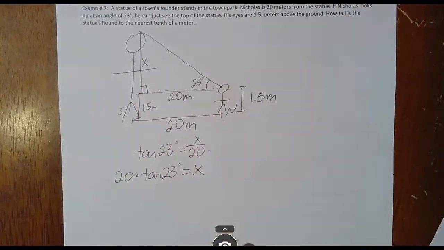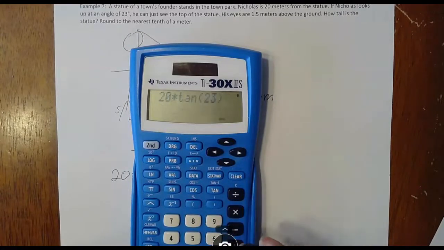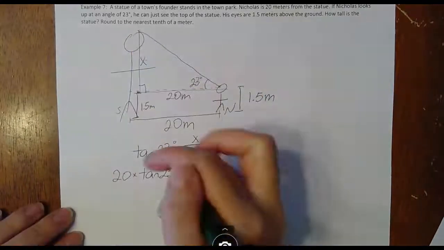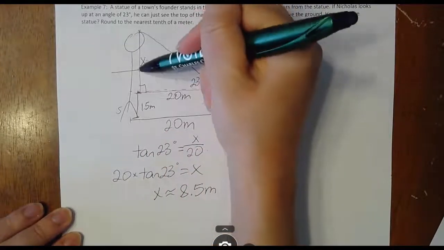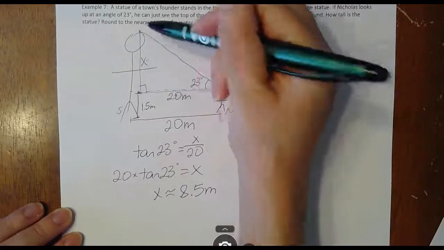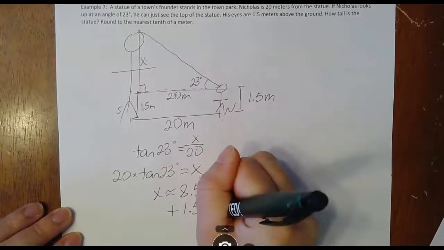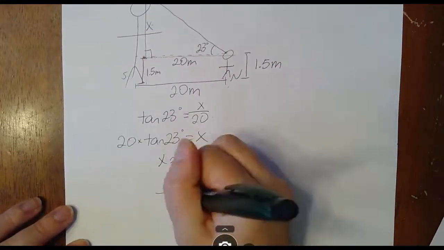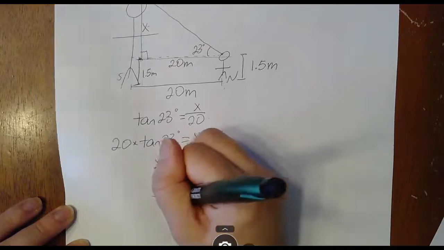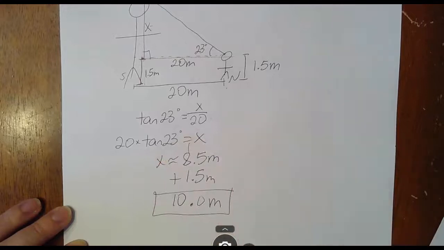And if I put that in the calculator, 20 times the tangent of 23 degrees, that height is 8.489, so about 8.5 meters. And that's just this height. It's like from his eyes to the top. And then his height is 1.5 meters, so what we're going to do is add 1.5 meters to get the total height of the statue. And 8.5 plus 1.5 is 10.0. So 10 meters is approximately the height of the statue.